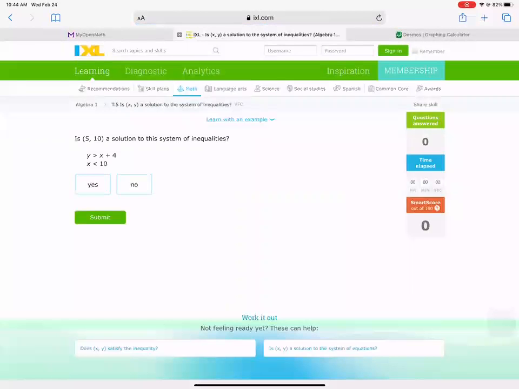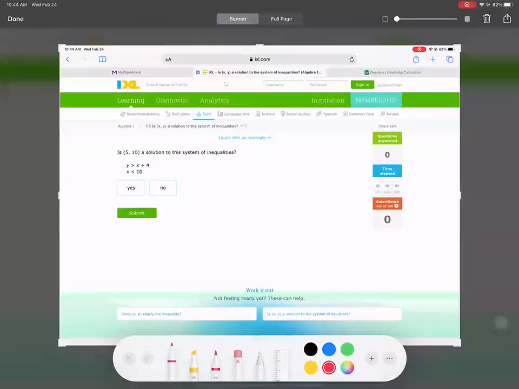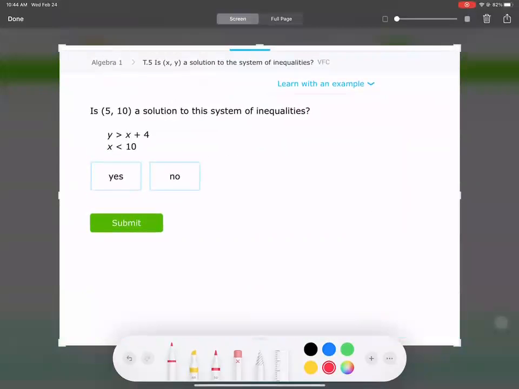Okay, the first question is, hey, would this be true or not? Is 5, 10 true for this system? So what you're going to do, you're going to go ahead and plug it in and check it. Let's go ahead and plug in x and y. Careful, make sure you get this correct. X and y. So 10 is greater than 5 plus 4. Is that true? And x, what's x? X is 5, is less than 10. So is it true? Is 10 greater than 9? Well, no, that's not true. That's bad.